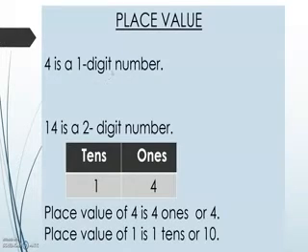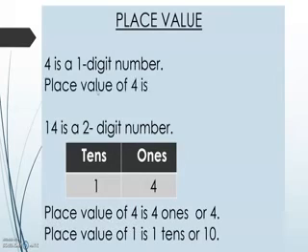4 is a 1-digit number. We know that 4 is at ones place. So place value of 4 is 4 ones. Right? Place value of 4 is 4 ones or 4.